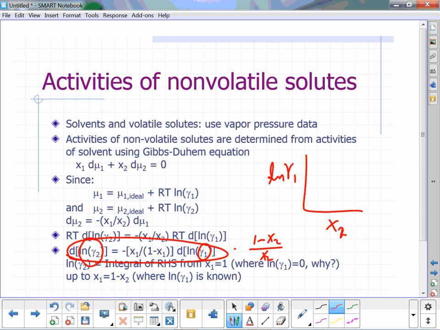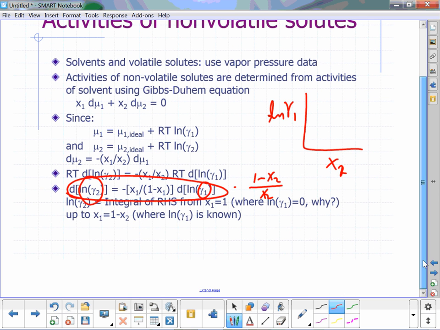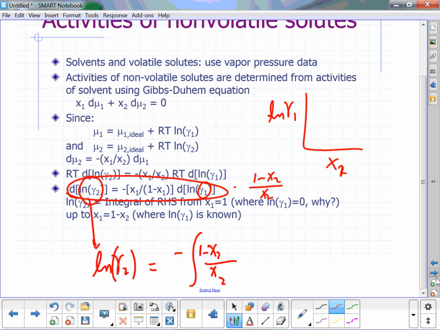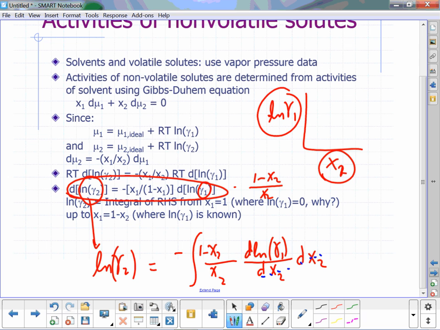So if you have ln gamma versus x2, then you can integrate both sides. ln of gamma 2 would be equal to minus the integral of (1 minus x2) over x2 times d ln of gamma 1. And if you can monitor ln gamma 1 versus x2, you take d ln gamma 1 dx2 dx2. That basically is the same formula. So you integrate this from x2 equals 0 to whatever x2 you're interested in.